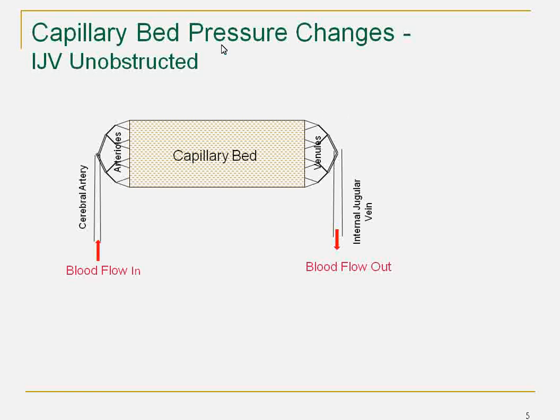Then after coming through the capillary bed, it flows through another web of ever increasing size vessels. These are called the venules, until they flow out down through this internal jugular vein.